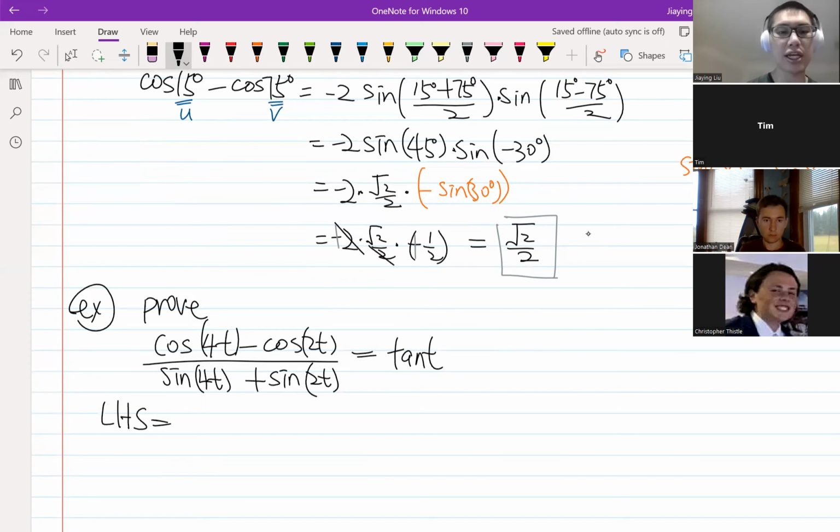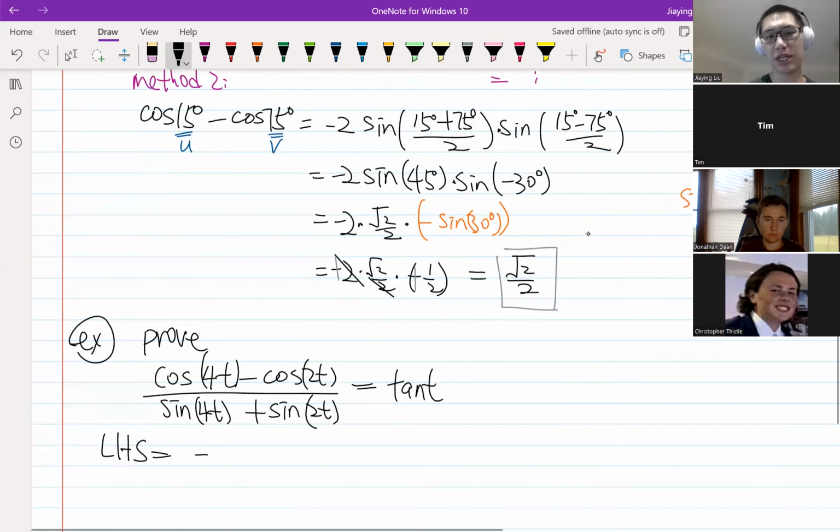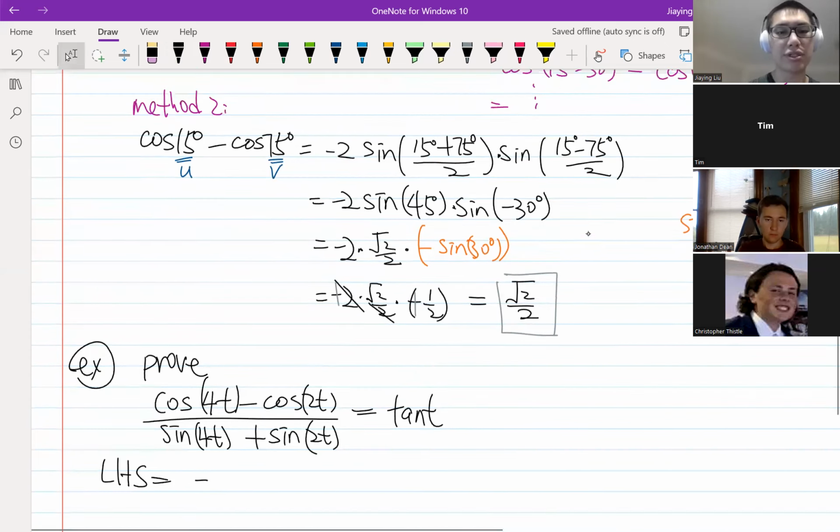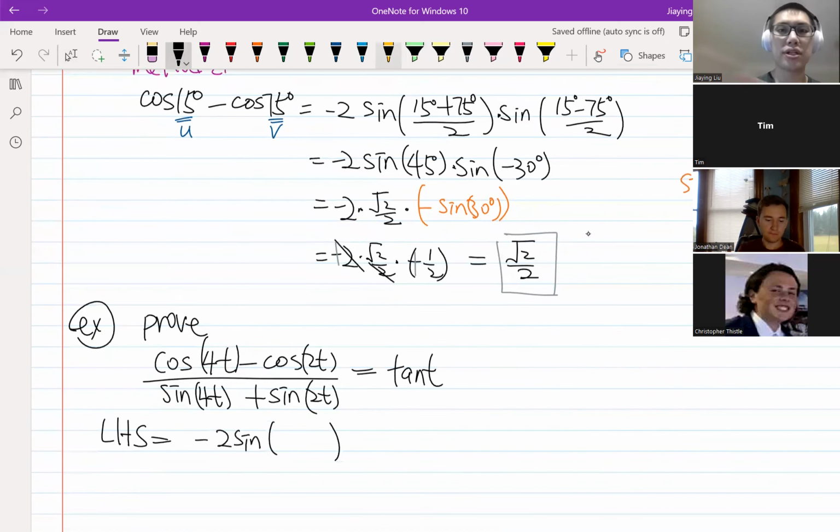So that's going to be negative. We have cosine minus cosine, just like the one above. So that becomes 2 sine. This will be my u, this is the v. So sine of u plus v over 2, so 4t plus 2t over 2, times sine of u minus v over 2, 4t minus 2t over 2.